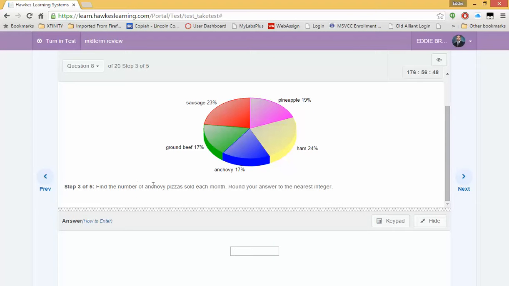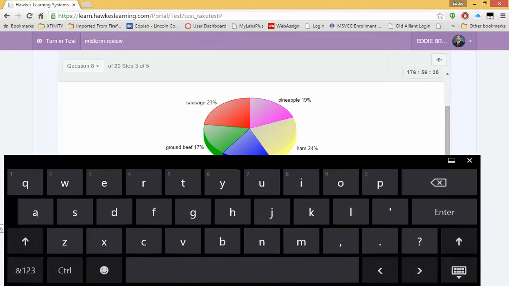Alright, anchovy pizzas. It's the same percentage as ground beef, so we don't have to work the problem again. They were both 17%, so it's going to be the same answer. So less work, that's good.